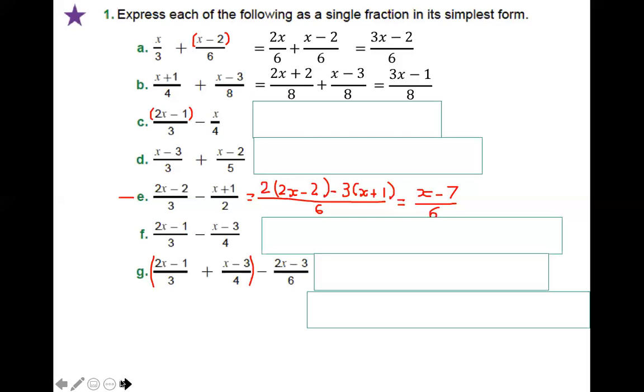Then minus 3x, and that should be 4 times 2x minus 1 minus 3x, which is 4 times 2x, that's 8x. 8x minus 3x is 5x. 4 times negative 1, minus 4, and then over 12.